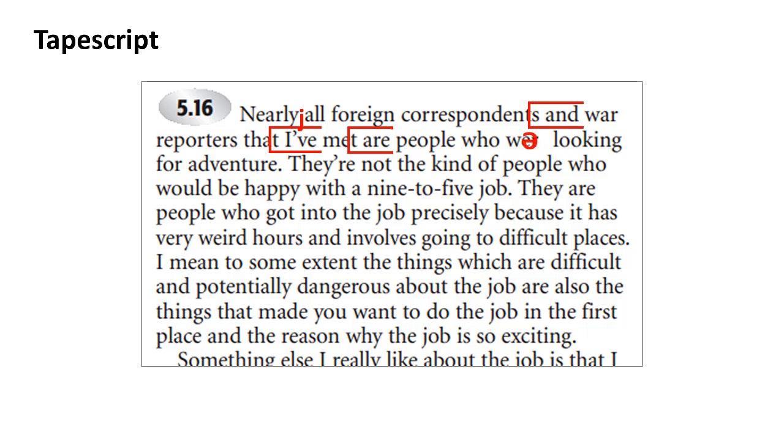Who were would reduce to who were, with the schwa sound. Looking would contract to looking, who were looking. For would reduce to f, again the schwa sound. And then the intrusive r would come in between f and adventure to make for adventure.